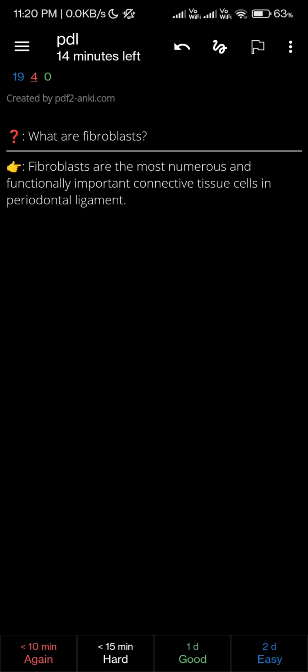What are fibroblasts? Fibroblasts produce collagen fibers, and they also carry out collagenase activity, phagocytosis, and degradation. Fibroblasts are the most numerous and functionally important connective tissue cells found in the periodontal ligament.